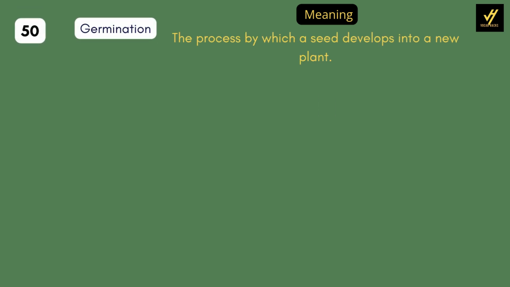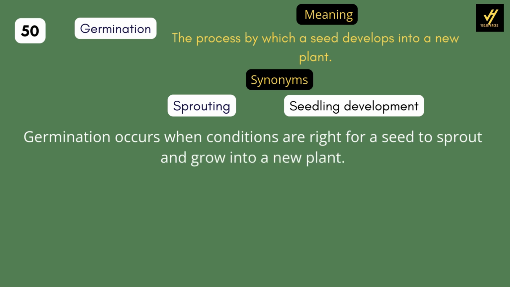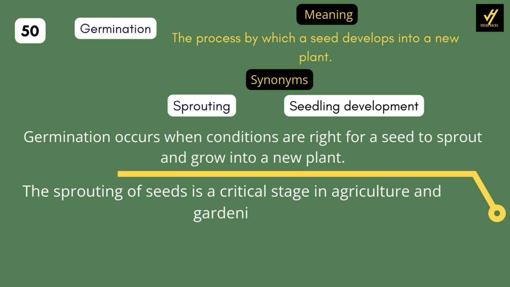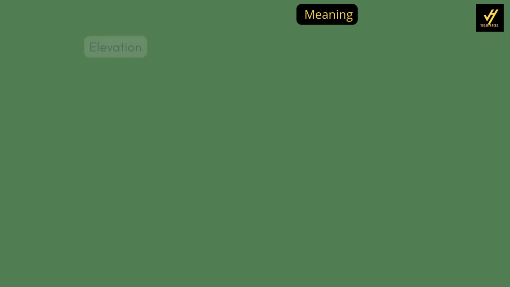Germination, the process by which a seed develops into a new plant. Sprouting, seedling development. Germination occurs when conditions are right for a seed to sprout and grow into a new plant. The sprouting of seeds is a critical stage in agriculture and gardening. Understanding seedling development can help farmers improve crop yields.